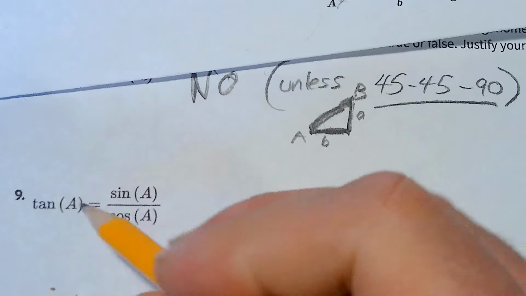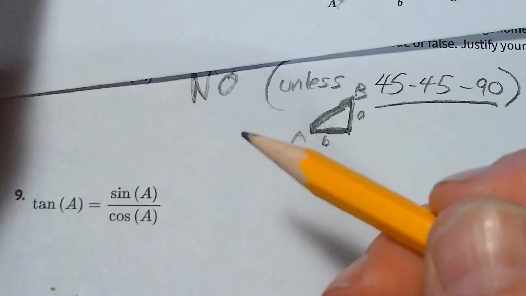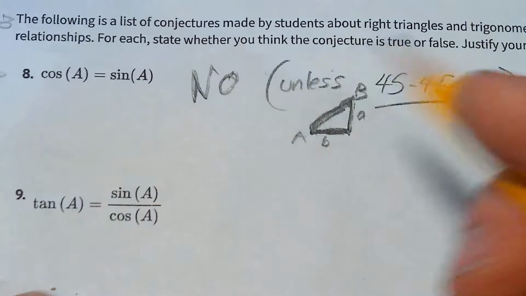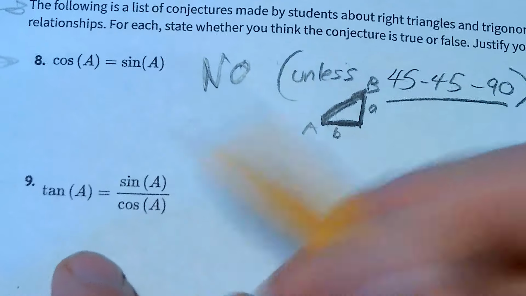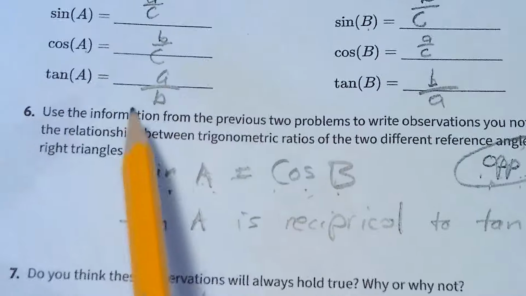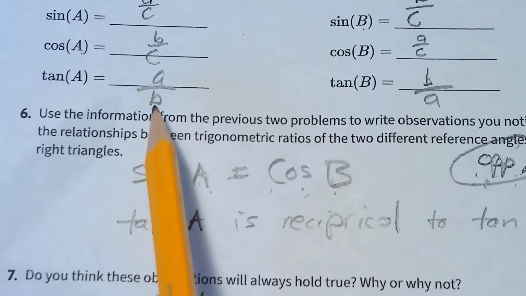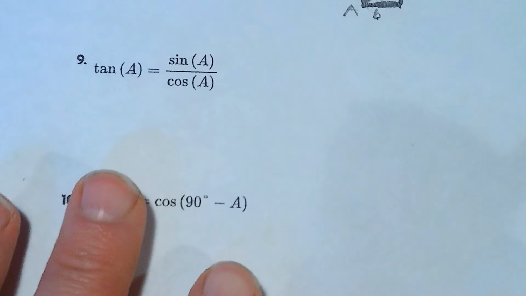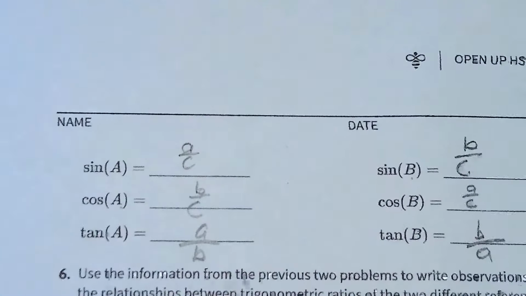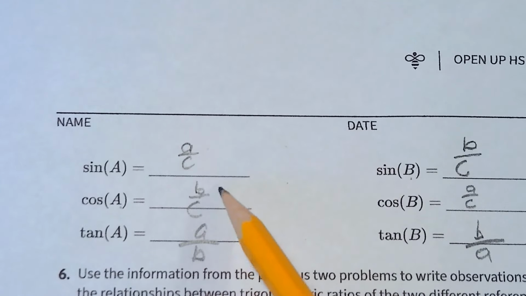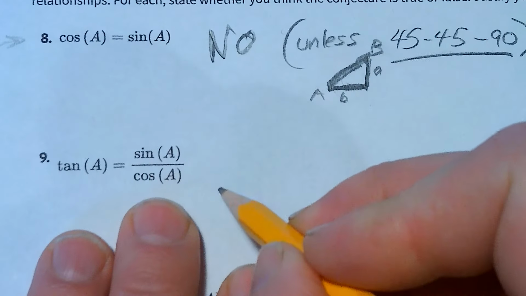Okay, this is interesting. So tangent, we're going to use our little code here. Tan A is A over B. Tan B is B over A. Oh, sorry, I guess I need cosine. Sine is A over C, cosine is B over C. Yeah, this is going to work.